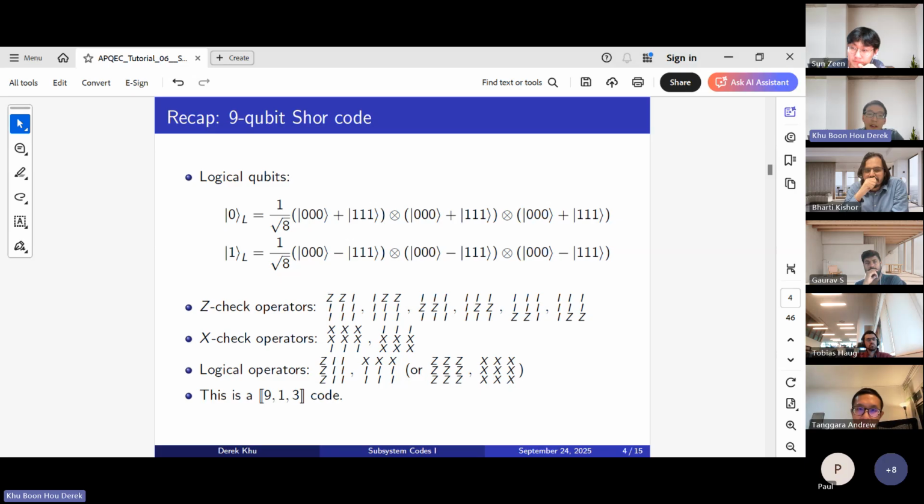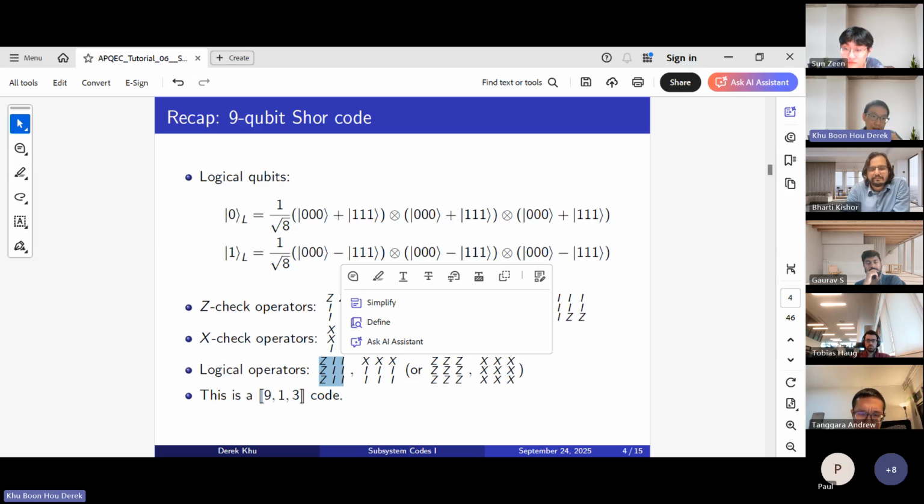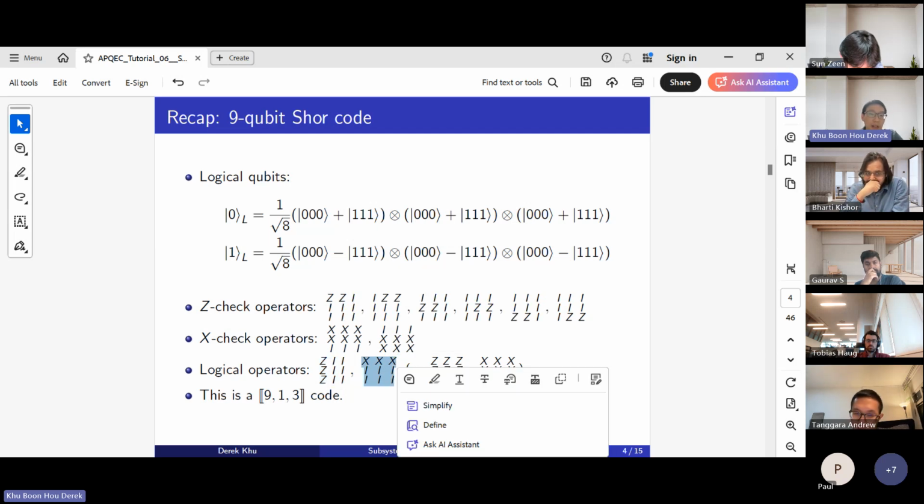I should point out another error, completely unrelated to this, that I just worked out. This operator, which I said was the Z operator, is actually the X operator, because when you apply this to the 0, you get a 1, and when you apply this to the 1, you get a 0. So this is the X logical operator, not the Z logical operator that I said earlier. And this is the Z logical operator.